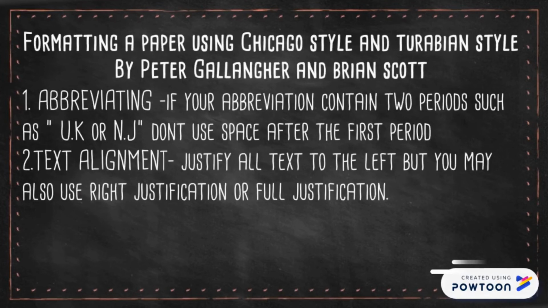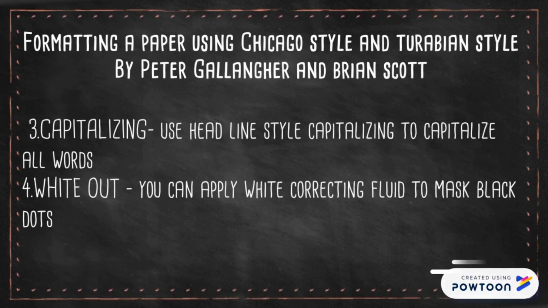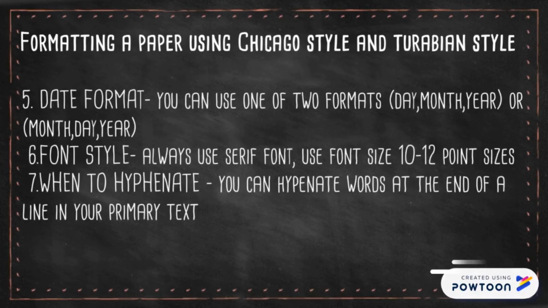Formatting a paper using Chicago Style and Turabian Style. Number 1. Abbreviating. If your abbreviation contains two periods such as U.K. or N.J., don't use a space after the first period. Number 2. Text alignment. Justify all text to the left, but you may also use right justification or full justification. Number 3. Capitalizing. Use headline style capitalizing to capitalize all main words. Number 4. Whiteout. You can apply white correcting fluid to mask black dots. Number 5. Date format. You can use one of two formats: day, month, year, or month, day, year.